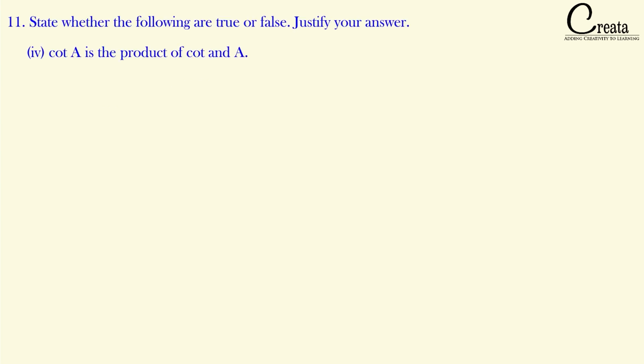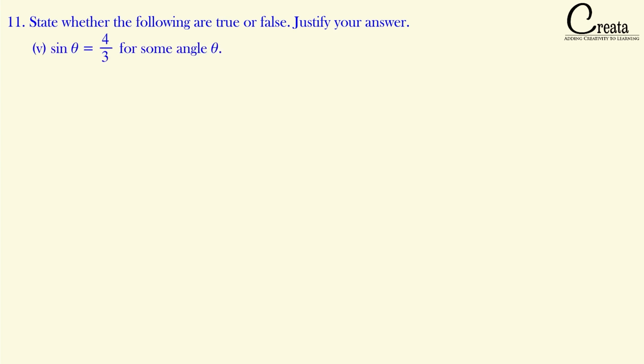Cot A is the product of cot and A. This is also the general point of confusion. Cot A does not mean we are multiplying cot with angle A. Cot A means the trigonometric ratio of cot with respect to trigonometric angle A. This is also false. Let's move to fifth part.